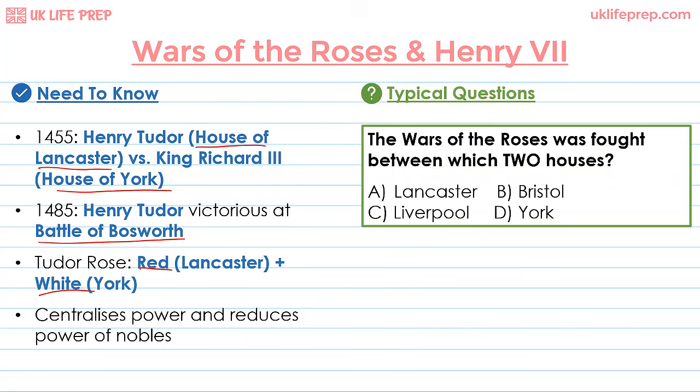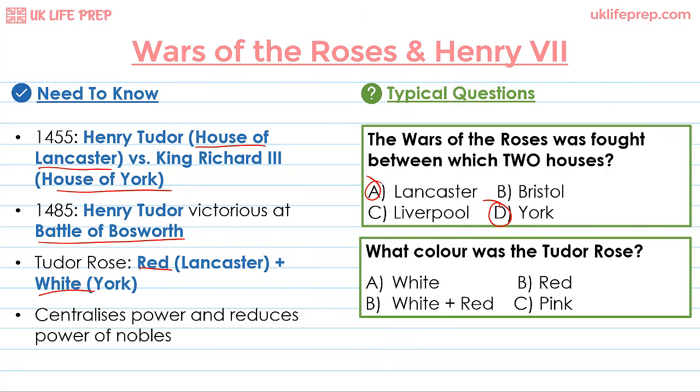Looking at some typical questions, the first question reads, the War of the Roses was fought between which two houses? We saw that it was fought between the House of Lancaster and the House of York. The next question reads, what colour was the Tudor rose? We saw that the Tudor rose was made up of the red Lancaster rose and the white York rose.